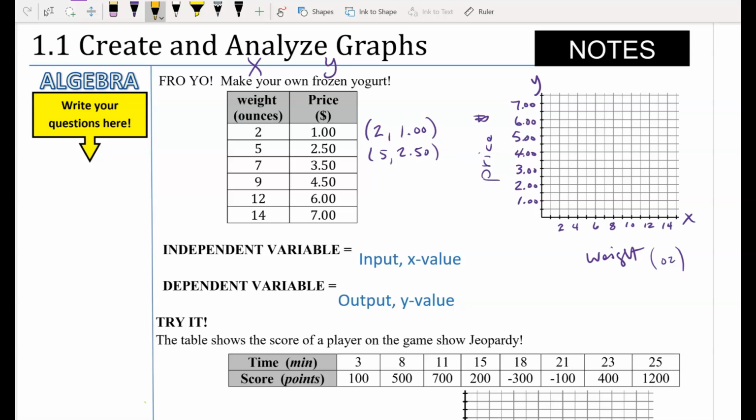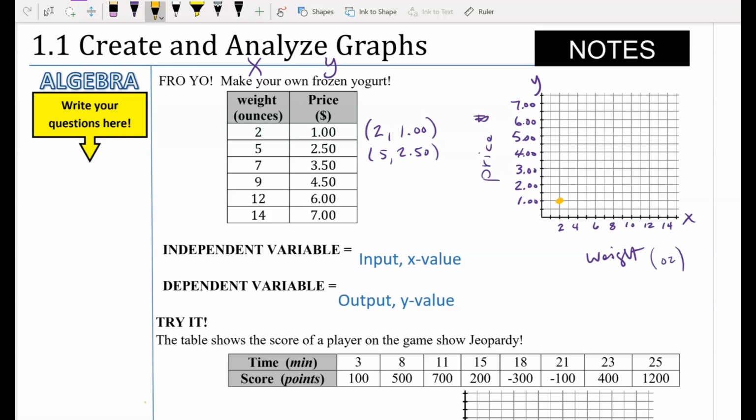Now let's plot our points, and we're going to start at the origin, which is our corner right here, because remember we just have quadrant 1. So we're going to start at the origin, and we're going to go 2 in the horizontal direction, and then we're going to go up to $1, and we're going to put a point. Now I drew lines so that you could see my thinking, but I'm going to erase those lines because the only part that you really want to graph is the point.